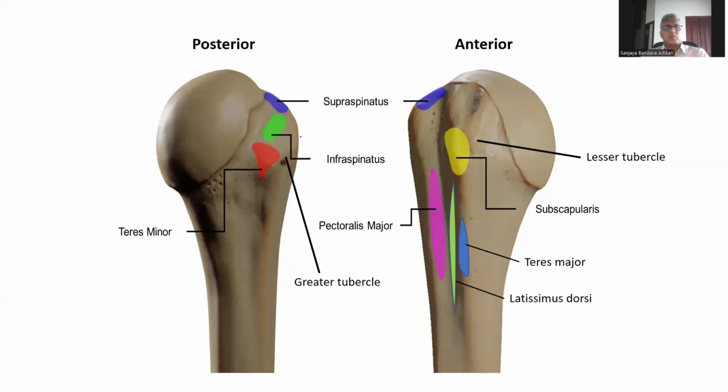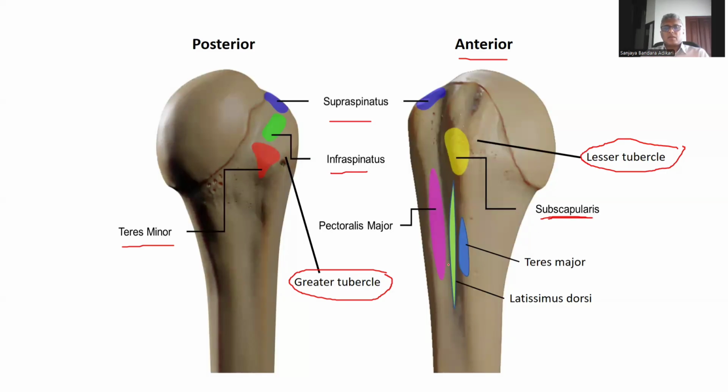Now this is your greater tubercle. You can see it clearly in both views, anterior view and posterior view. There are three facets on the greater tubercle of the humerus, one superiorly and the other two posteriorly. The supraspinatus, infraspinatus, and teres minor muscles are attached. Then you can see the supraspinatus attachment in the anterior view as well here. Then to the lesser tubercle, which is seen only in the anterior view, you can see the subscapularis muscle attached.